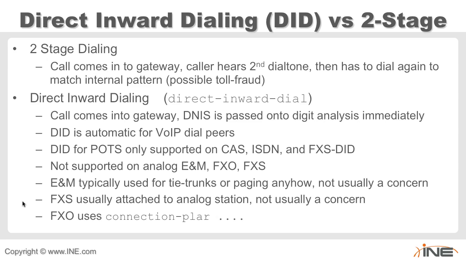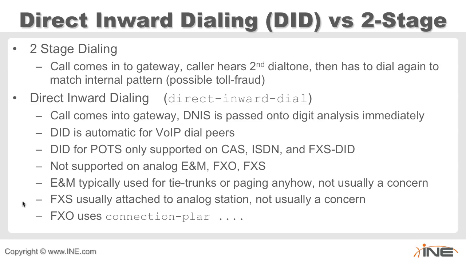Let's take a look at direct inward dialing versus two-stage dialing. So first of all, two-stage dialing. The idea is that a call comes into a gateway, and let's say a call from the PSTN, and the caller then hears secondary dial tone. So they called into your organization, your IOS router picked it up, whether on an FXO port or a PRI or whatever, and all of a sudden, the caller on the other end, out on the PSTN, they hear a second dial tone.